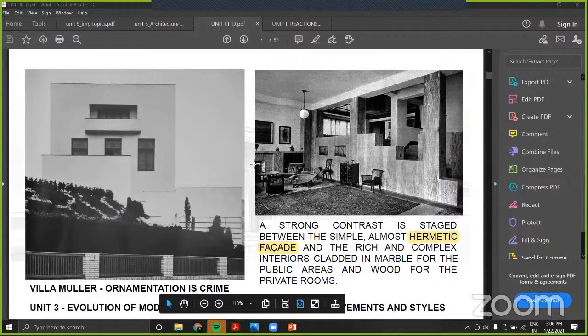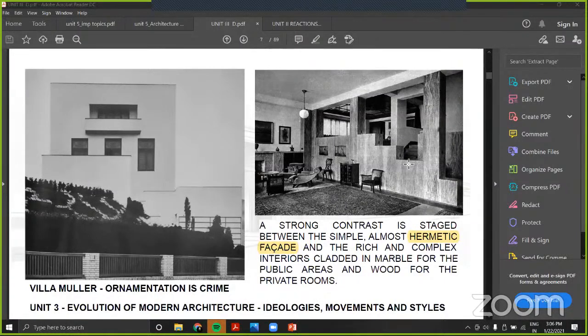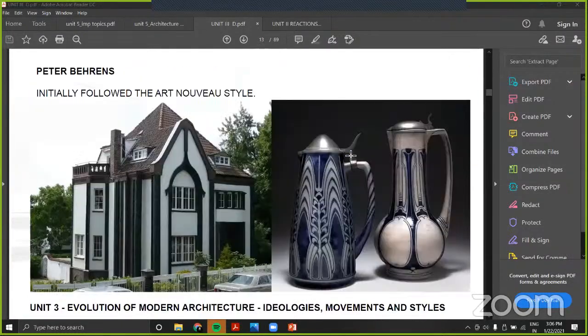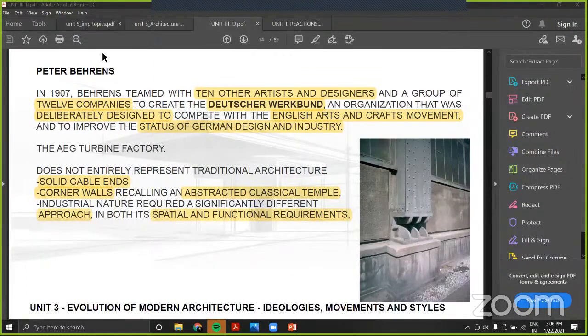Since he used, as I said, he wanted the public and private space separately. He wanted marbles in the public areas and wood in the private rooms. Yeah. So we will go on with Peter Behrens. Peter Behrens was initially someone who followed the Art Nouveau style, as we studied all the styles in the previous chapter.